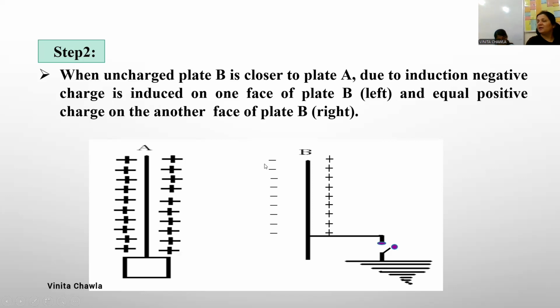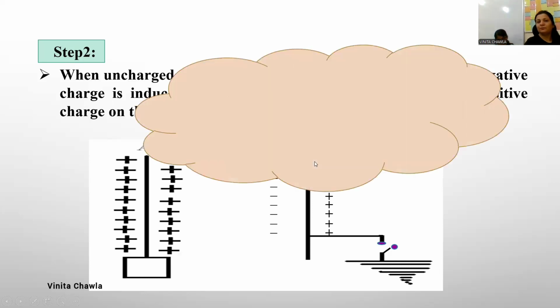Why negative on this side? Because all these negative charges are attracted to the positive plate and they move towards this side. On the other hand, positive charges in the plate B get repelled and move to the opposite side. So in this way, within the conductor, charges are separated, or polarized is the word for this. Charges are polarized within the conductor.